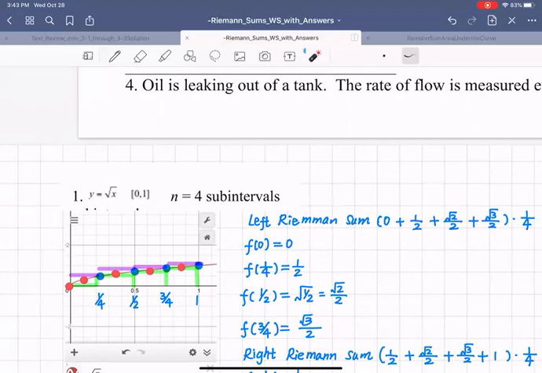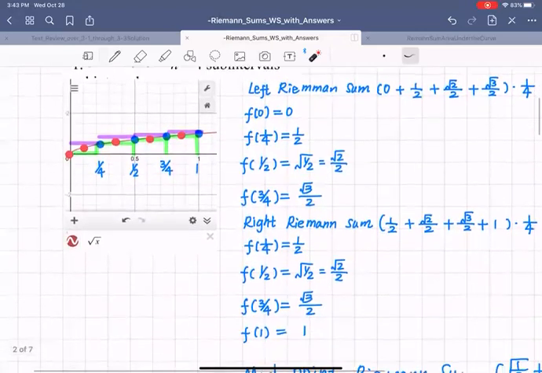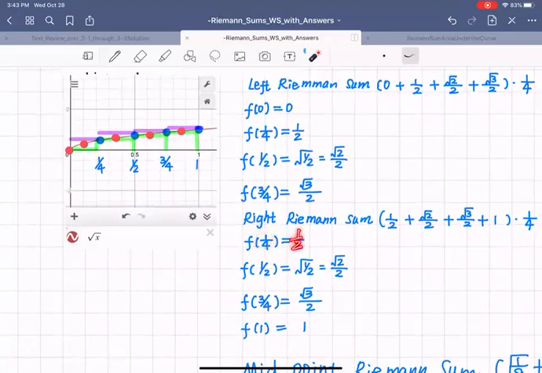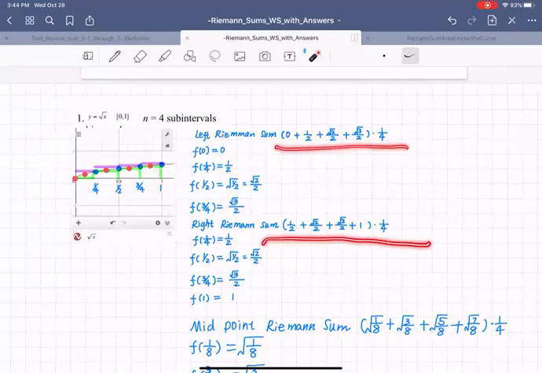Did you get the right Riemann sum? So the first point is at 1/4. That's 1/2. Your second point is at 1/2. That's square root 2 over 2. Your next point is 3 over 4. Then this is square root 3 over 2. The last point is at x equals 1. So the right Riemann sum is using this guy plus this guy plus this guy plus this guy, times the subinterval, which is 1/4. I got 0.768. Yeah, so that's your left, that's your right one.